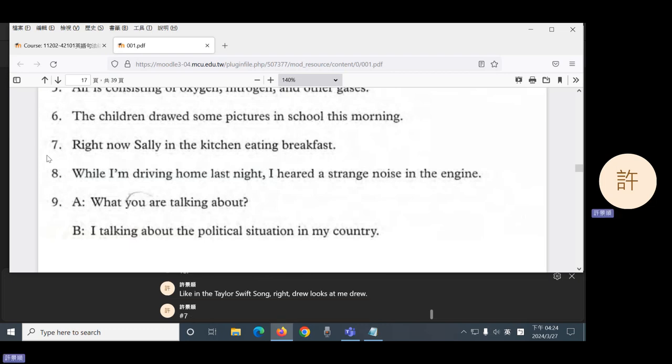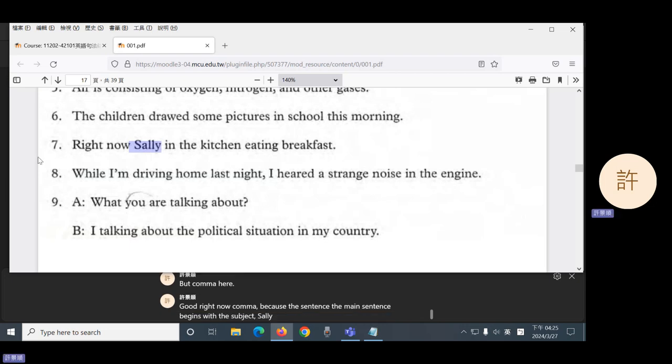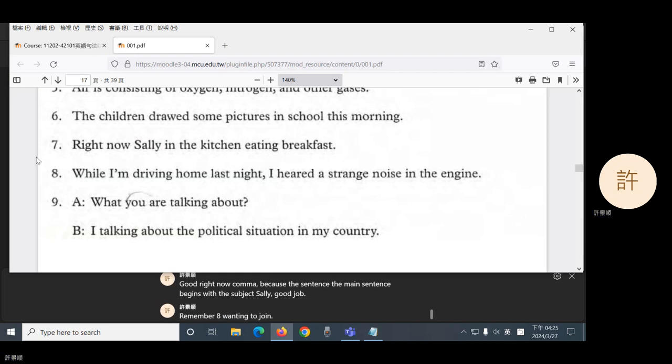Number seven. Okay, Sally is, that is correct, it's missing an is. In the kitchen eating breakfast, the order can be switched, it's the same, it doesn't matter. There's one more mistake. A comma, here? Good, right now, comma, because the main sentence begins with the subject, Sally. Good job.